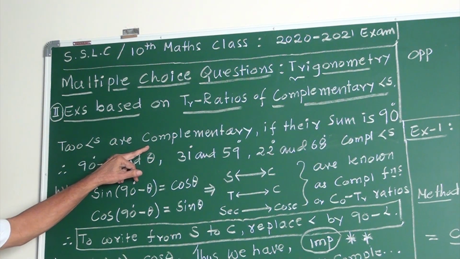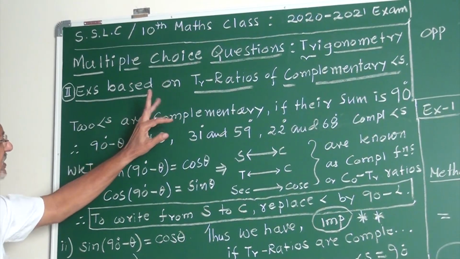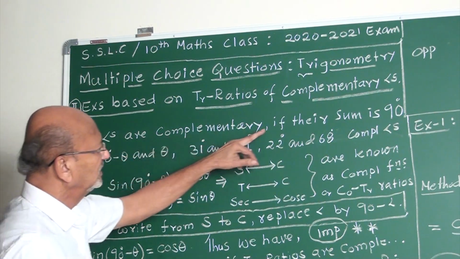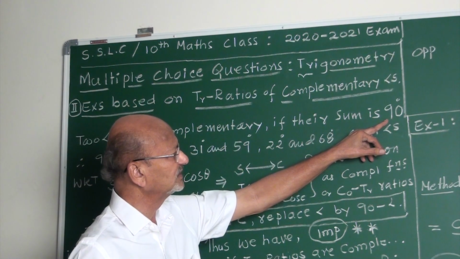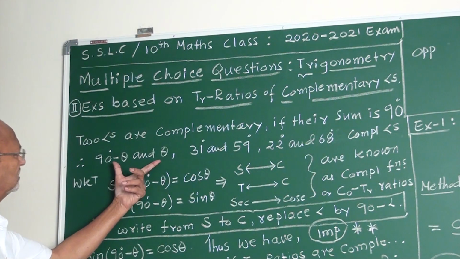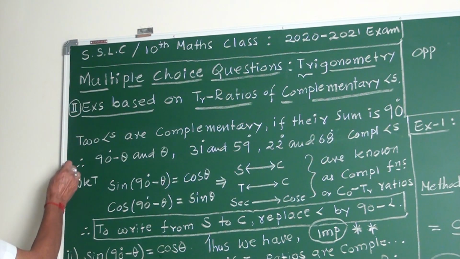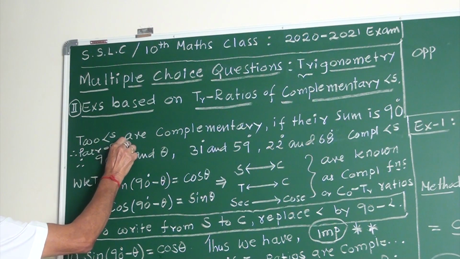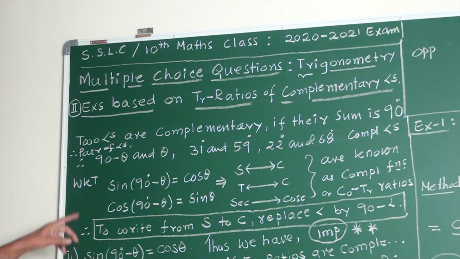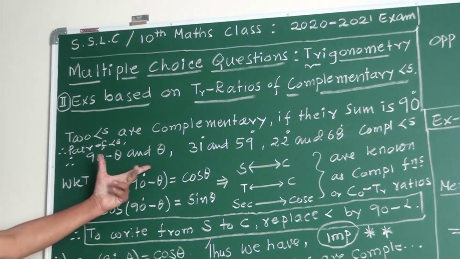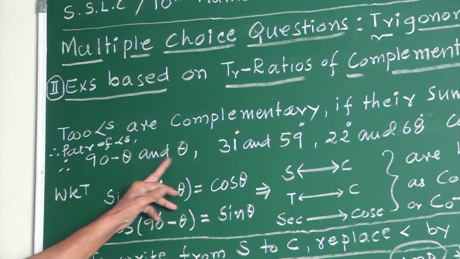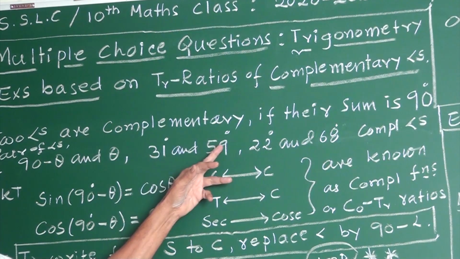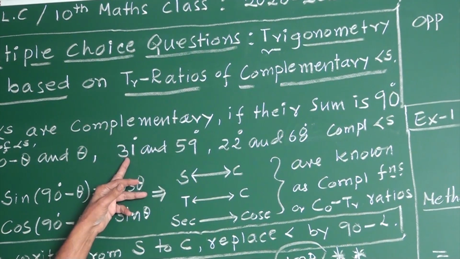Two angles are said to be complementary if their sum is 90 degrees. Therefore, this pair of angles, namely, first set, 90 minus theta and theta, you add them. Minus theta cancels with plus theta and gives 90. The sum is 90. Second set, add them: 1 plus 9 is 10, 6 plus 3 is 9, so 90.